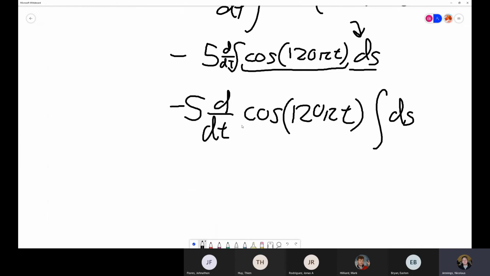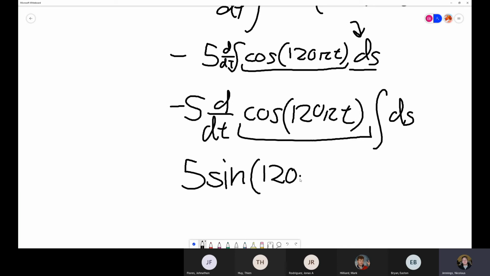Okay, d/dt of this right here is where we actually get the minus sign. So then we have 5 sine, minus sine gets rid of the double negative, 120 pi t. So I just took the derivative of this and then multiplied it with the minus, and we got that. Then we also have to worry about the inside, so we multiply this by 120 pi. And then we also have this area term, right here.